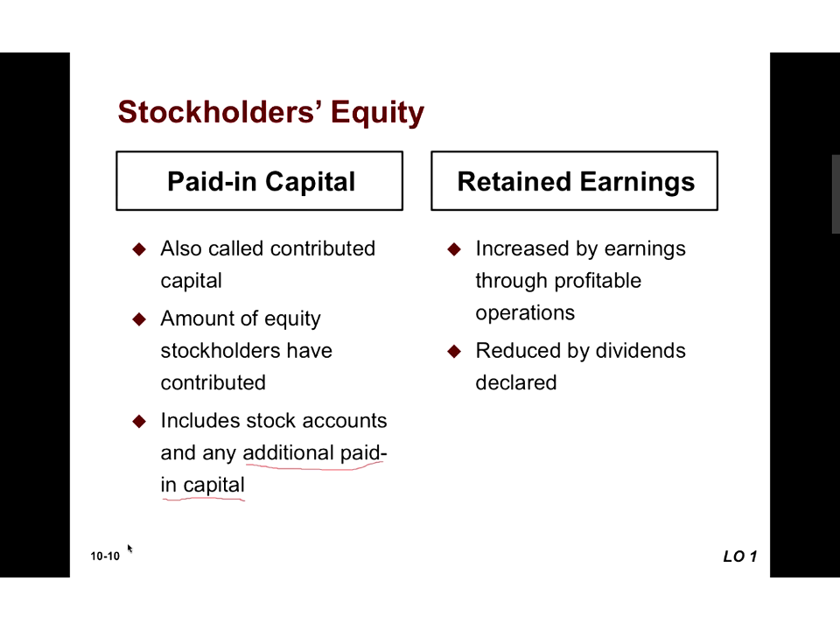You want to make a note that retained earnings will be decreased by losses. So it doesn't have it on the slide. It's increased by earnings, it's decreased by losses, and reduced by dividends declared as well. So we have two potential reductions, losses and dividends. It's increased by earnings.